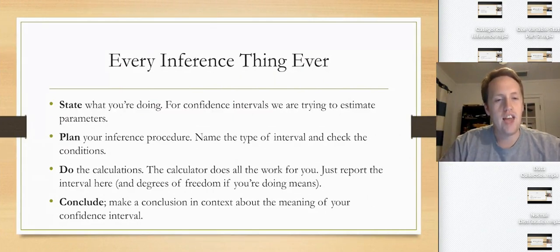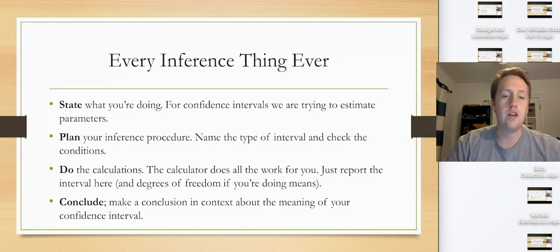So those are interpretations. Okay, every inference thing ever, state what you're doing. For confidence intervals, we're trying to estimate parameters. Plan your inference procedure, including naming the type of interval and checking conditions. Do your calculations. The calculator does it all for you. You're just going to report the interval and make a conclusion in context about the meaning of your confidence interval.